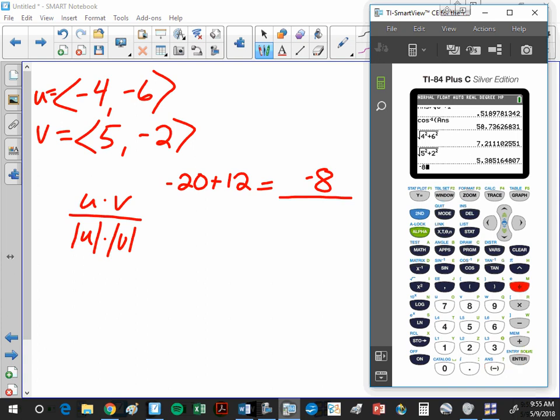So negative 8 divided by 7.21 times 5.85, 385. Now what? Take the inverse cosine.